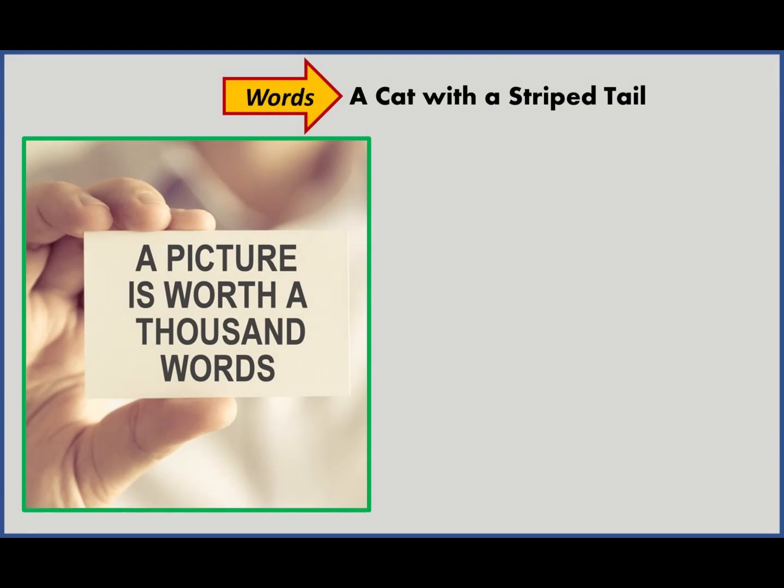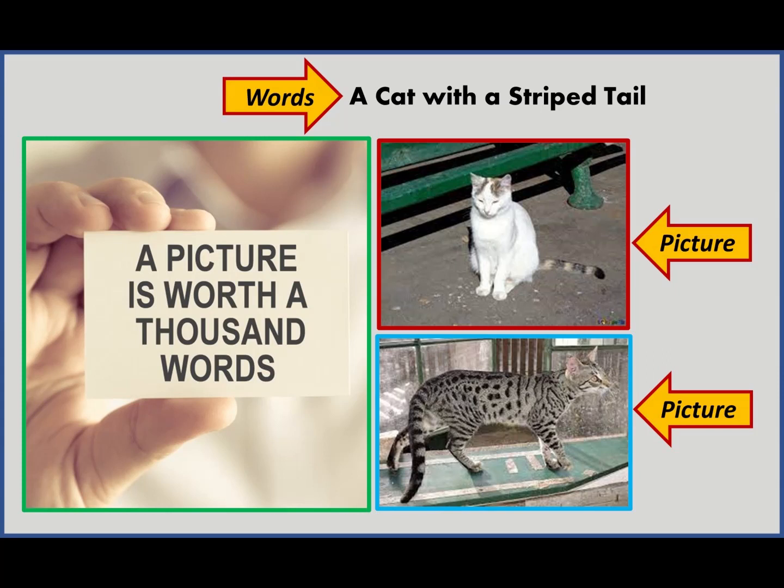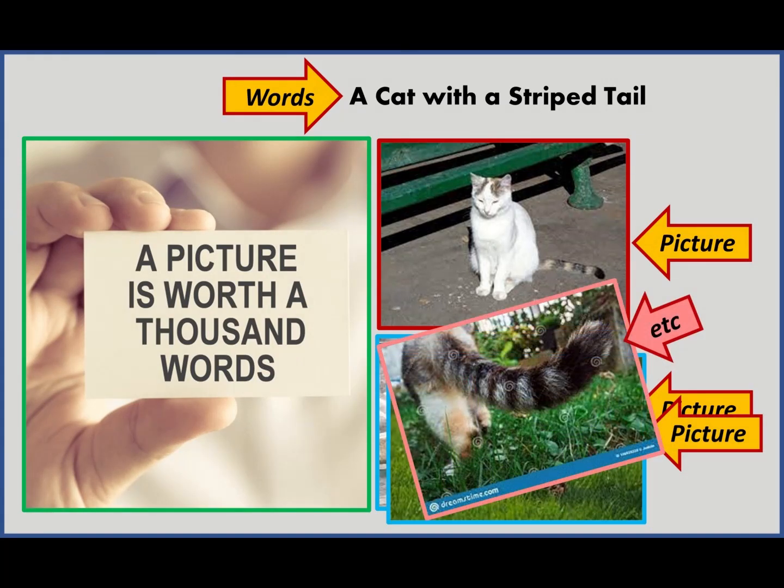For example, take the words, a cat with a striped tail. And this picture matches those words. But so does this one, as well as that one, and so on.